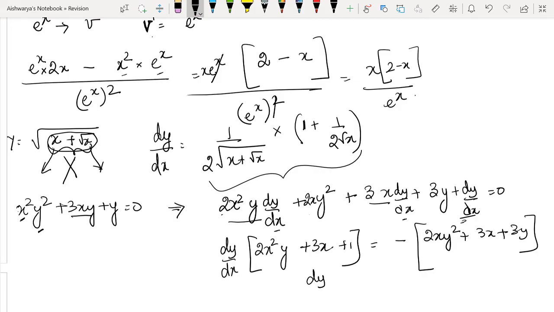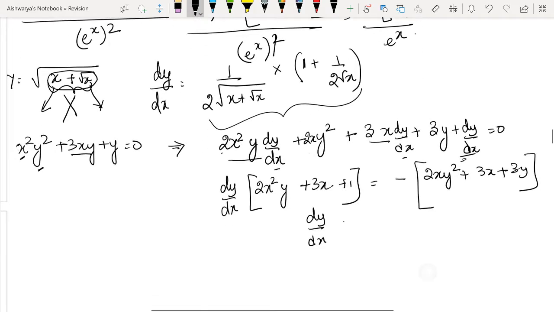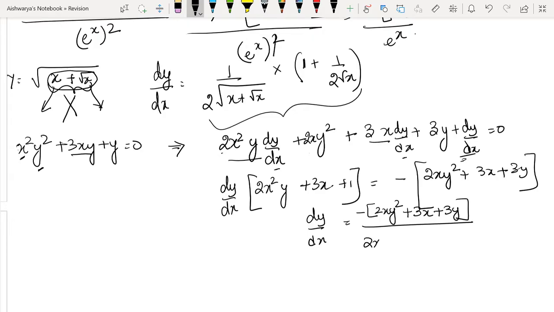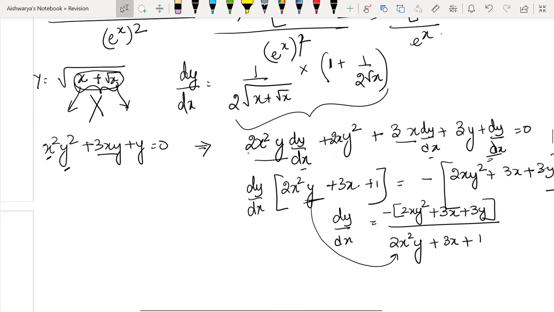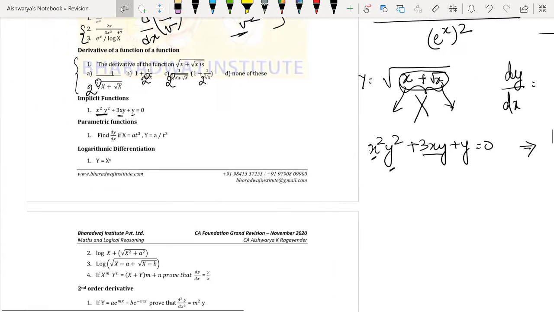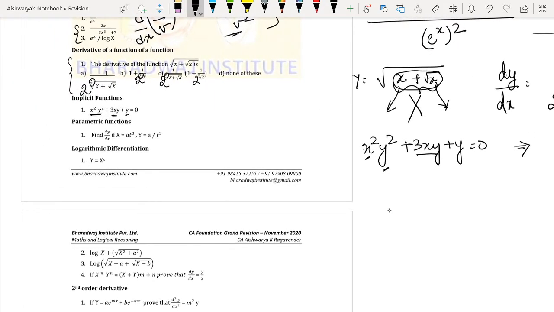So my dy by dx will be equal to minus of 2xy square plus 3y divided by 2x square y plus 3x plus 1. I have just brought this term to the denominator out here. Shall we go to the next problem? This is the implicit function. I have taken a function which is a little elaborate to solve. Let's go to parametric next. Parametric is pretty easy.